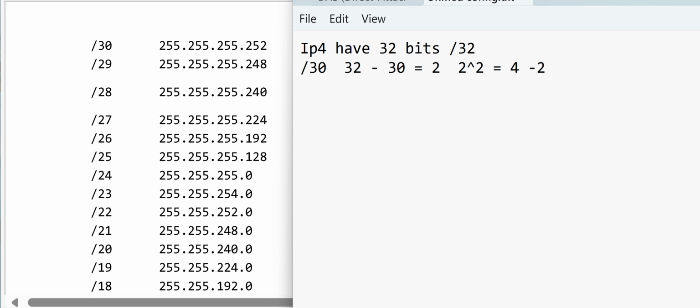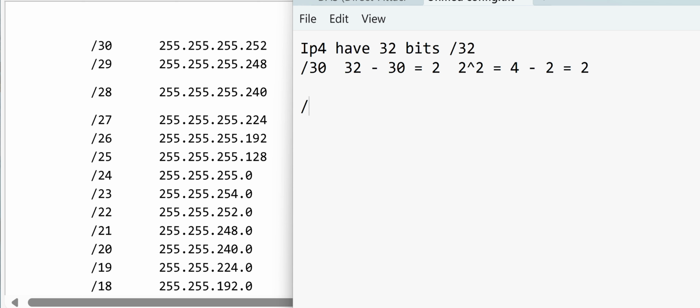I'm going to suck my teeth at that. You're going to minus that by 2 because you're minusing the network IP and the broadcast IP, right? And you'll get 2. So here are your usable IPs for this CIDR notation. Or if you want to do another one, we'll do slash 26.